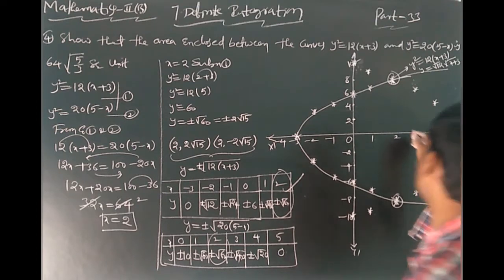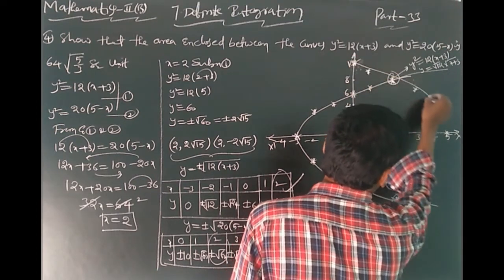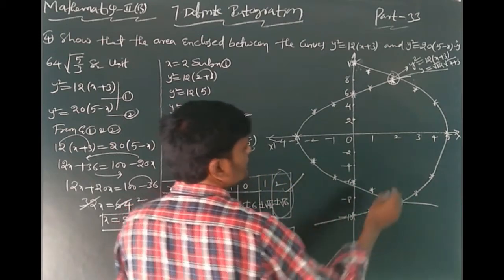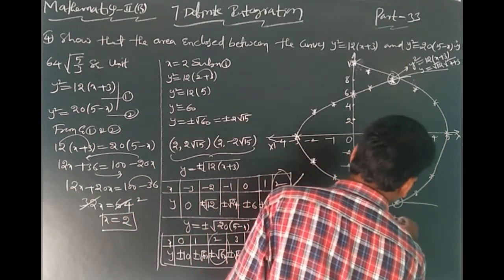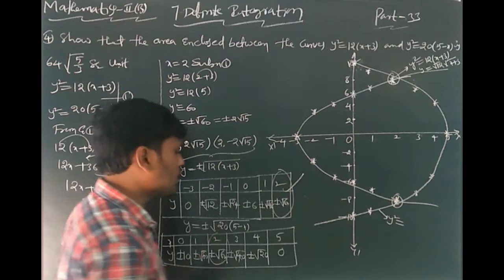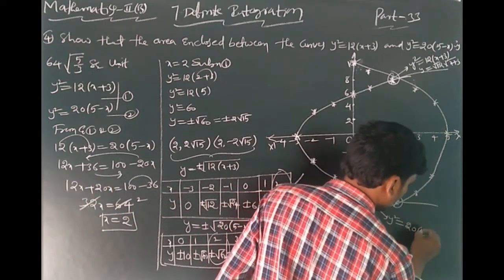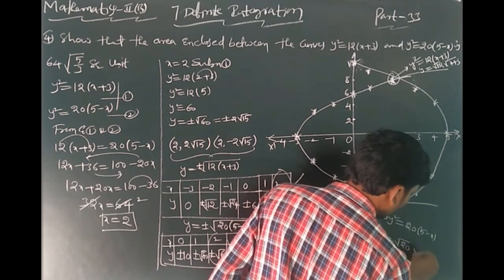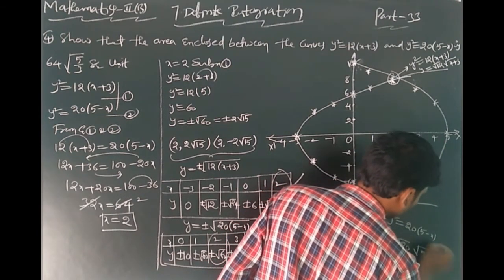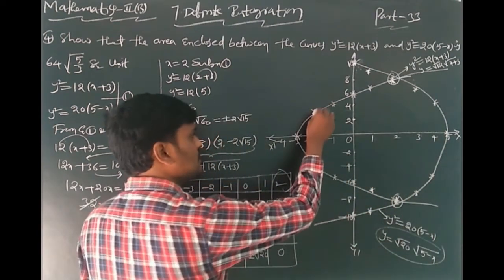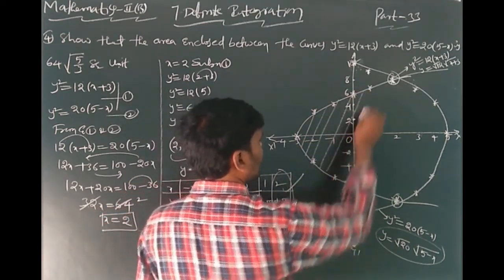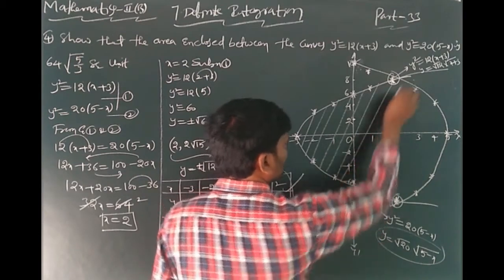5 having 0. What is the curve? This one is the curve. Which curve is this? This curve is y square equal to 20 into 5 minus x, or y is equal to square root of 20 into square root of 5 minus x. You can write any one. This total is the area enclosed by the curves.